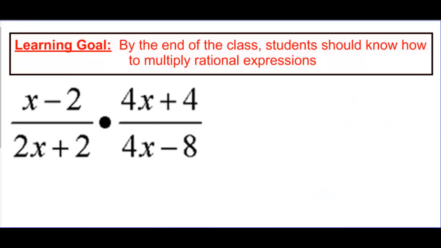Okay, so same thing going on here. I have a lot more that factors though. So let's factor all the parts. X minus 2 does not factor. That's as simple as that gets. It's a linear binomial. The bottom, that looks like a GCF of 2 is involved.